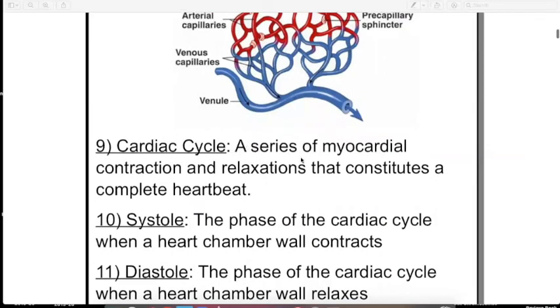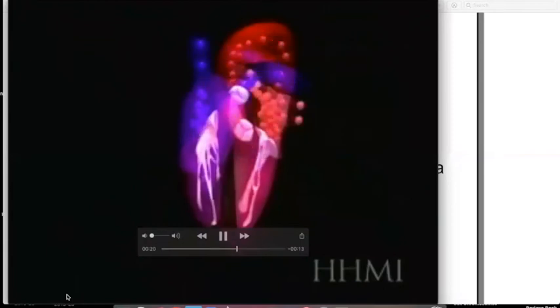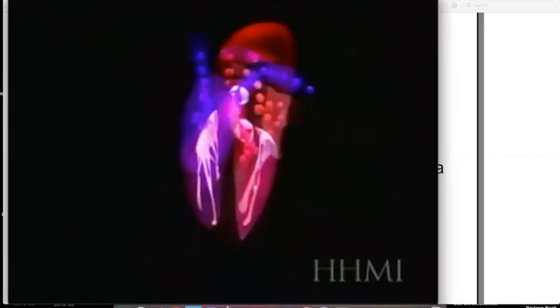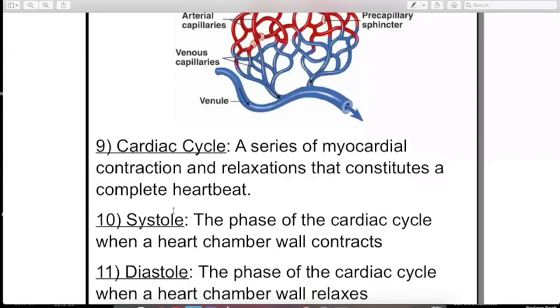We call this the cardiac cycle. Your heart, just like in that video you just saw a little bit ago with the valves, fast forward here, you can see beating. These are muscle contractions. And these are a series of different muscle contractions. That's what the cardiac cycle is, a series of myocardial or heart muscle contractions and relaxations that make one complete heartbeat.